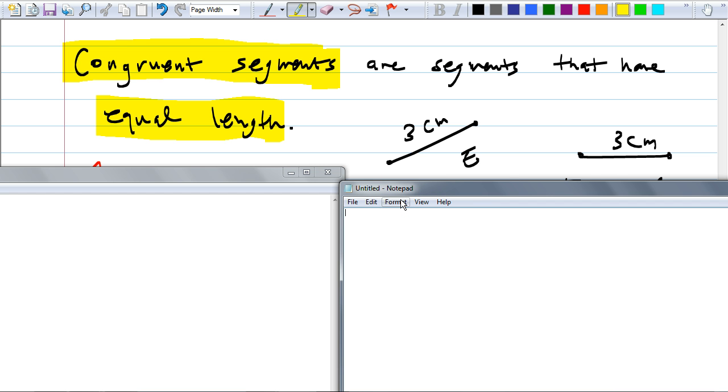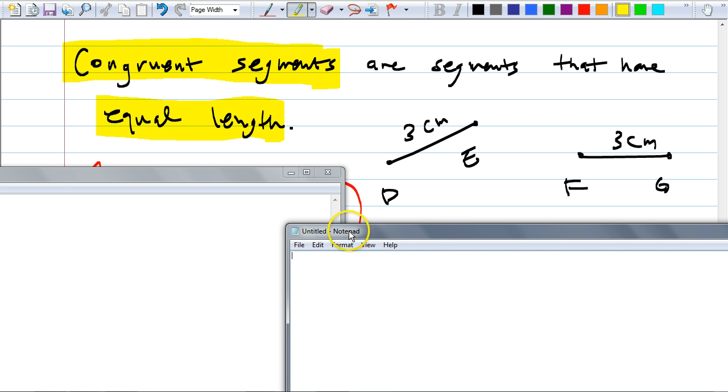So therefore, look at these two segments. Are these two segments congruent? Yes. So how would you say this? Segment DE is congruent to segment FG because they have the same measurement, right? We don't have to worry about the shape. They all look the same.